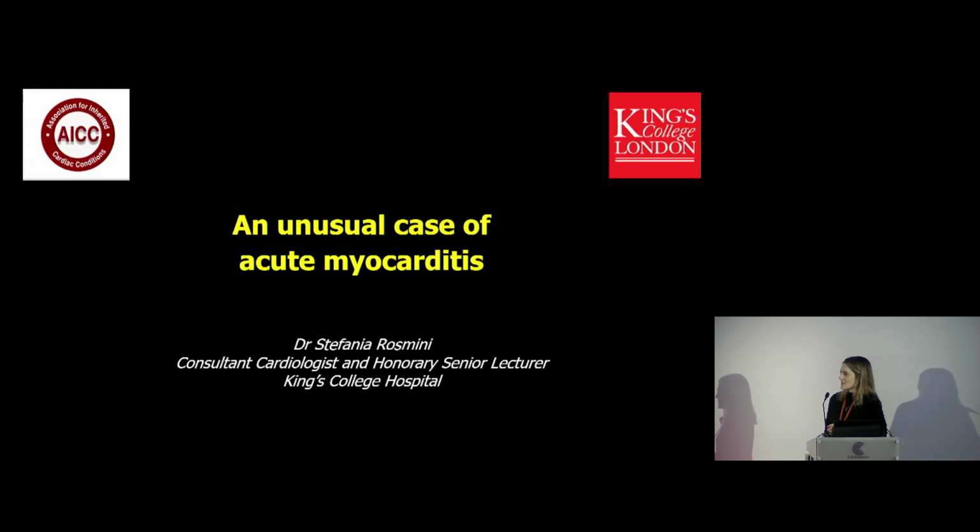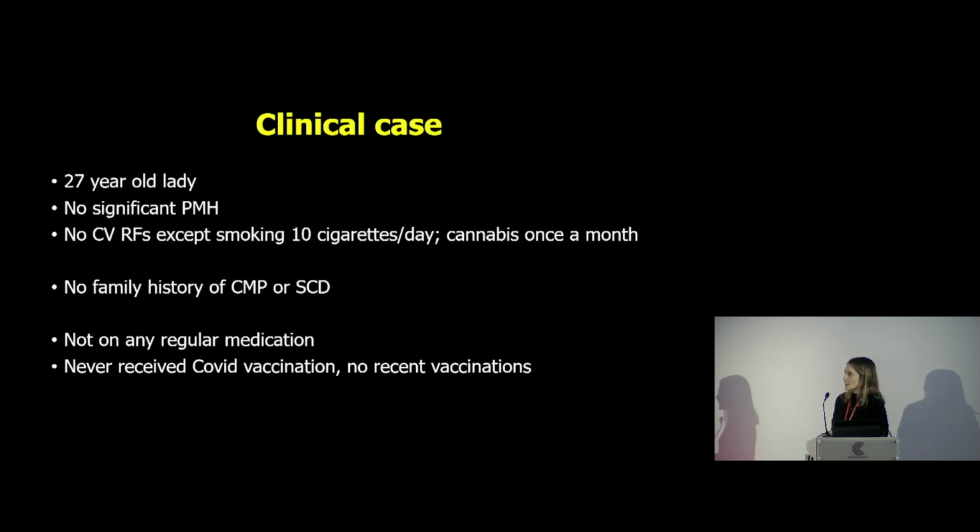This is a case that we shared with the AICC team, Guy's and St Thomas's. It is a young lady. She presents at the end of 2021. She has no significant past medical history, no cardiovascular risk factors except for smoking and occasional cannabis. She reports no family history of cardiomyopathy or sudden cardiac death. She's not on any regular medication, has never received a COVID vaccination, and there's no history of recent vaccination.